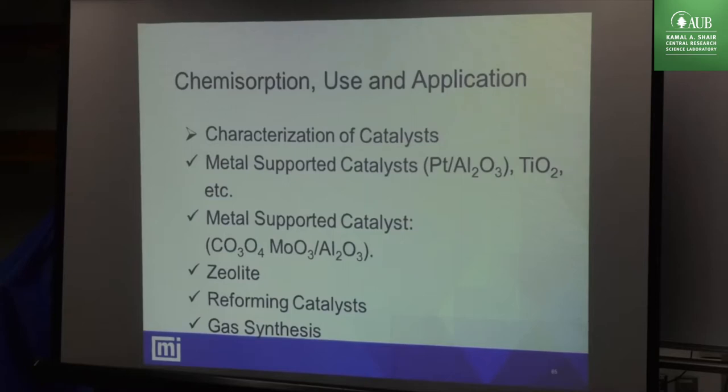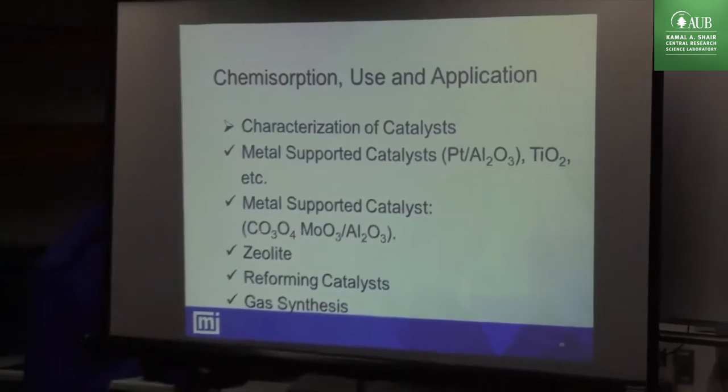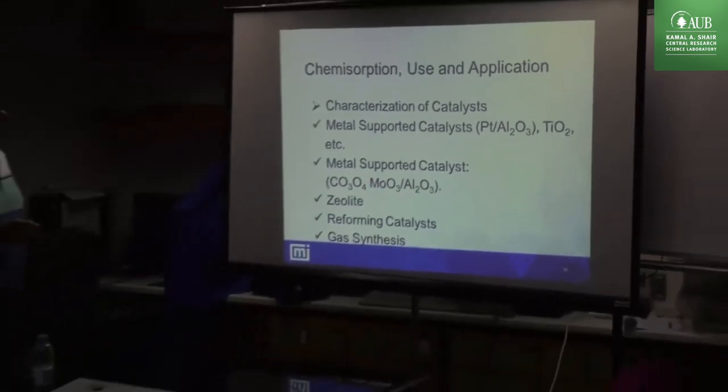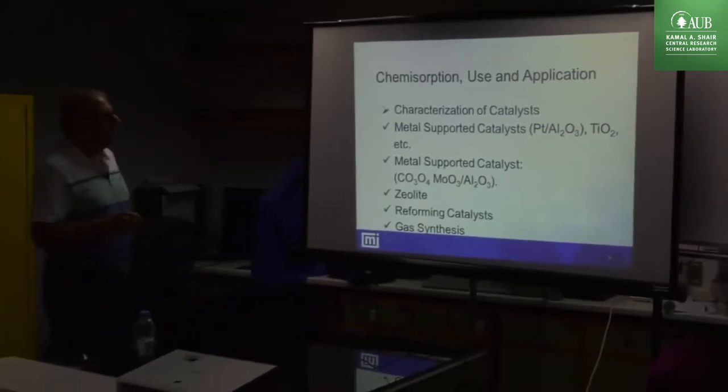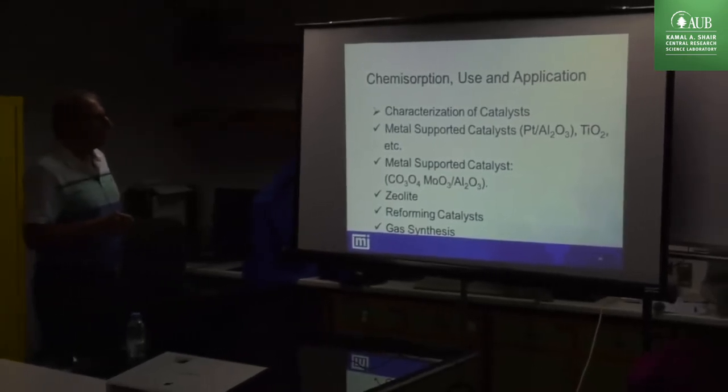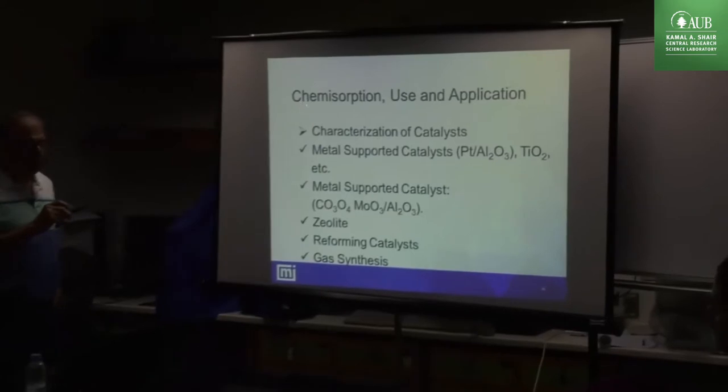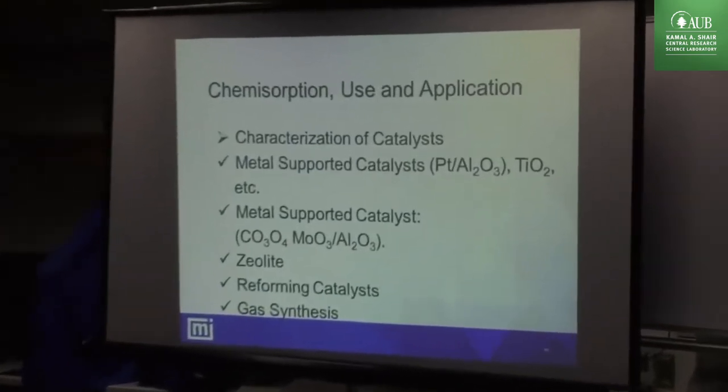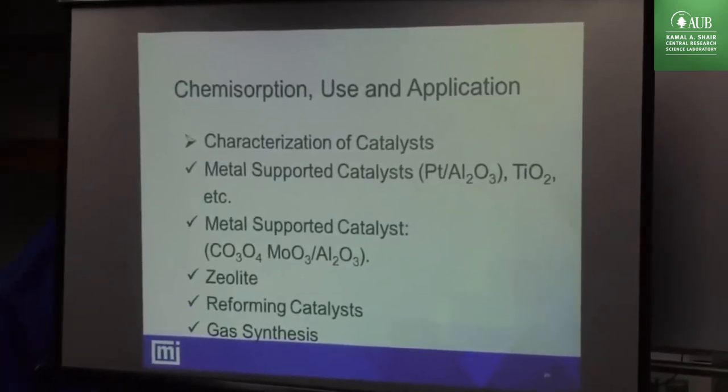So you can see here we can measure any kind of solids. It can be, for example, two metals like cobalt molybdenum, or one element, anything you have. For zeolite and reforming catalyst, we use ammonia, as I said, for the acid sites. But in chemisorption, any kind of catalyst can be measured and can be seen under the real condition of the reaction.